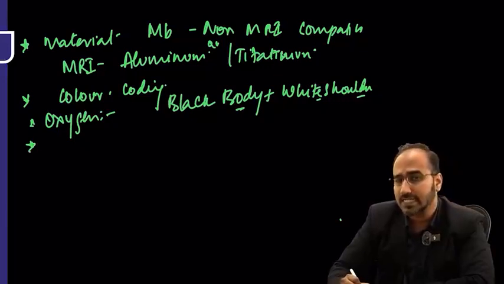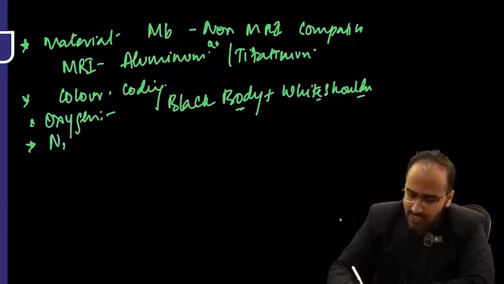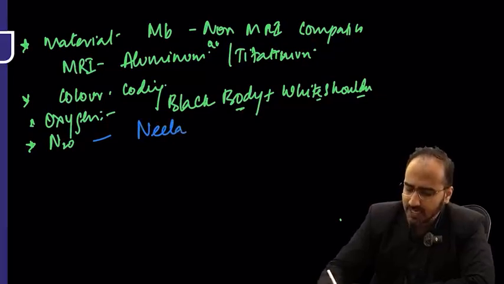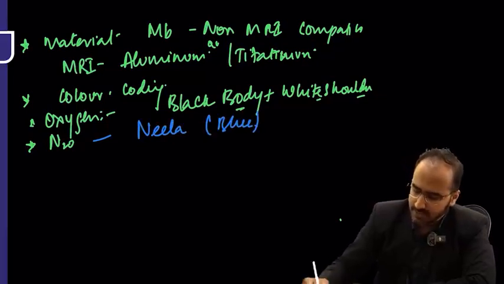After oxygen, what is the next cylinder that we need to remember? Nitrous. Come on guys. Nitrous is stored in a blue color cylinder.